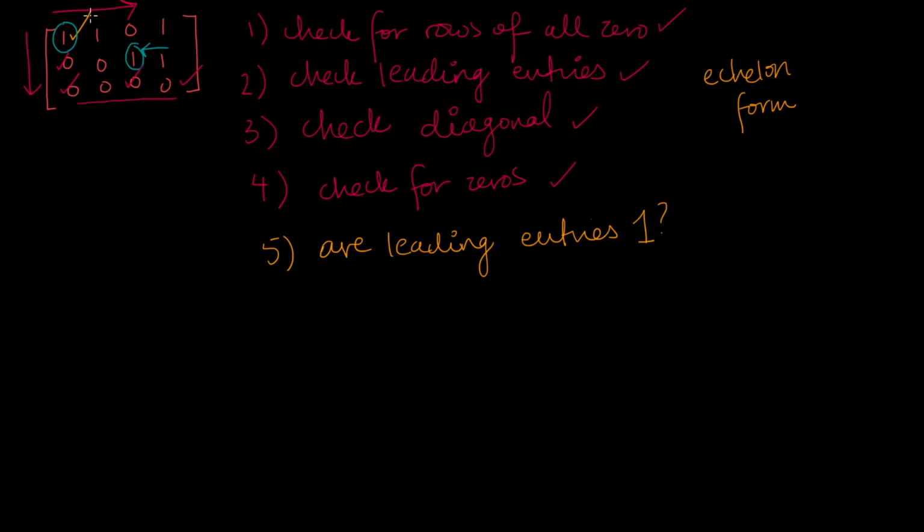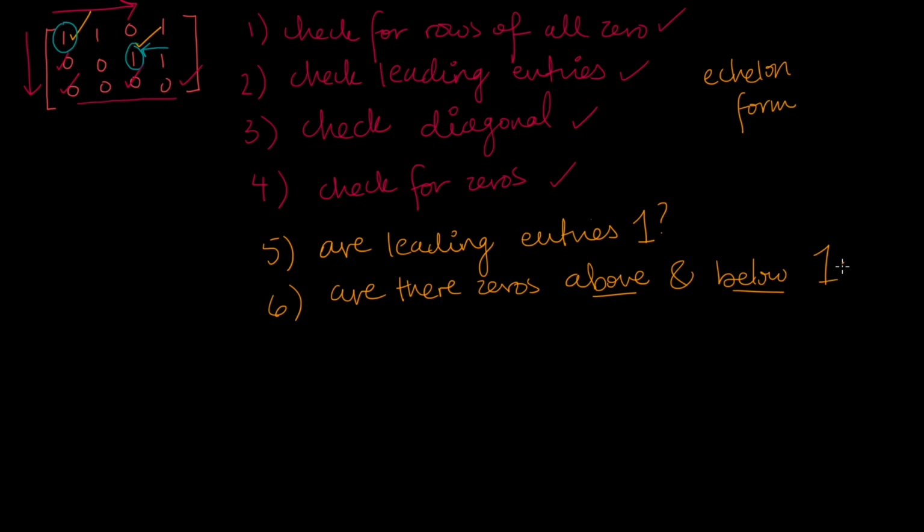They are. These are the only two leading entries and they're both 1. So that checks out. The last thing we want to check for echelon form is, are there zeros above and below the ones?